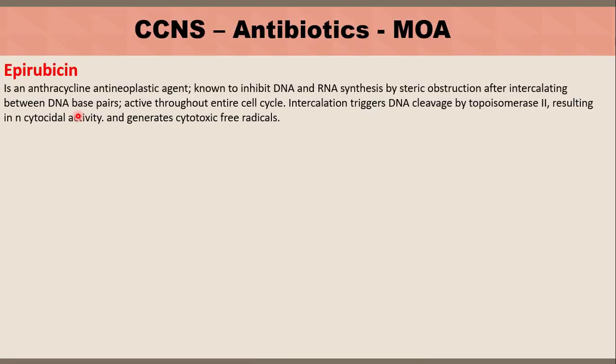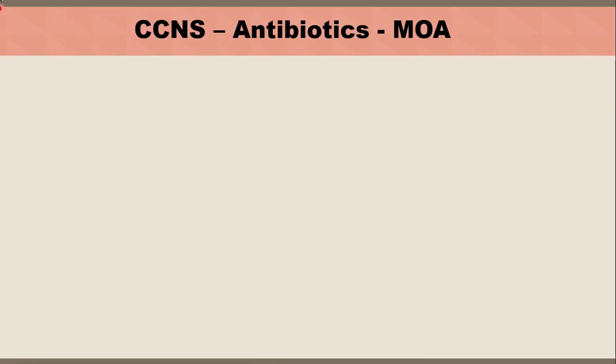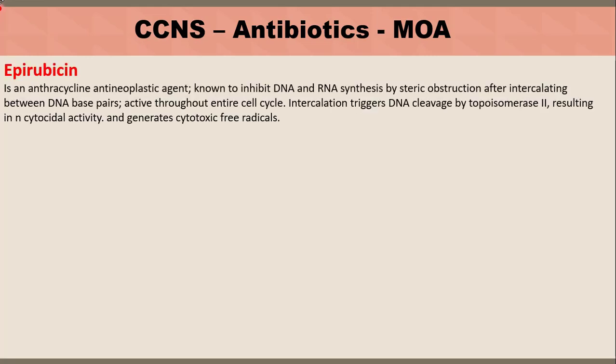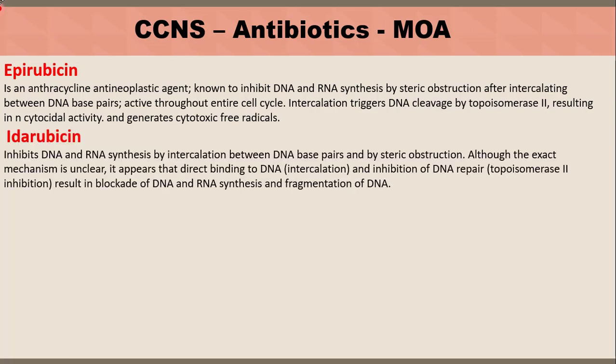In this slide, we will discuss the last 4 anti-cancer antibiotics' mechanism of action out of the 8 members in this presentation. Idarubicin is an anthracycline anti-neoplastic agent known to inhibit DNA and RNA synthesis by steric obstruction after intercalating between DNA base pairs, active throughout the entire cell cycle. Intercalation triggers DNA cleavage by topoisomerase 2, resulting in cytocidal activity and generating cytotoxic free radicals.